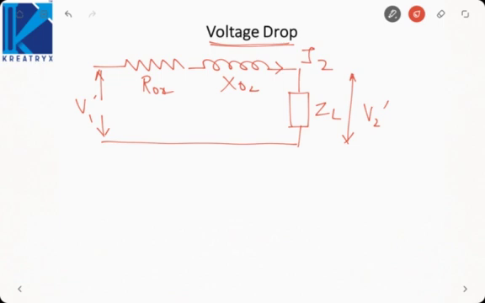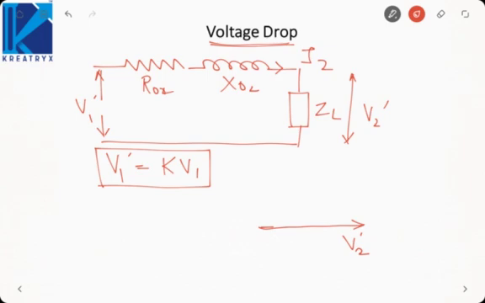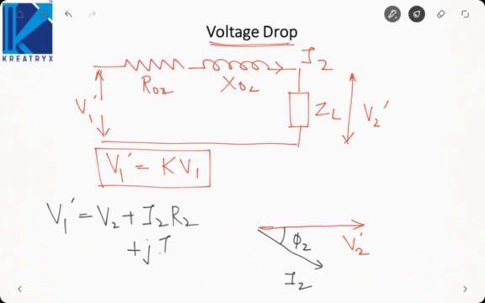V1 dash is actually K times V1, that is by the transformation ratio. I need to find the voltage difference between V1 dash and V2 dash. So let us draw the phasor diagram of this transformer. If we take V2 as the reference phasor, or V2 dash, then we consider a lagging current, lagging this voltage by a power factor angle phi 2. Then V1 dash is equal to V2 plus I2R2 plus jI2X2.